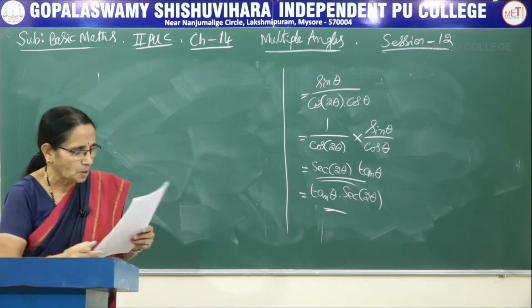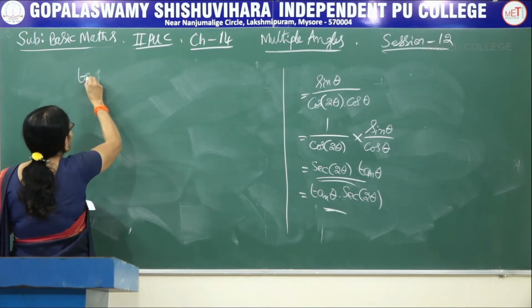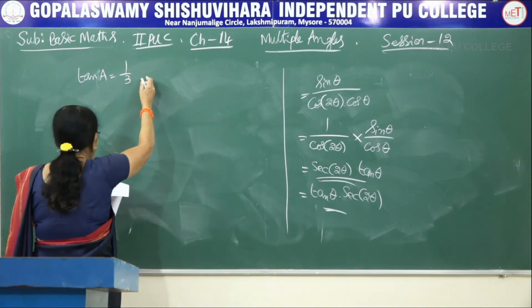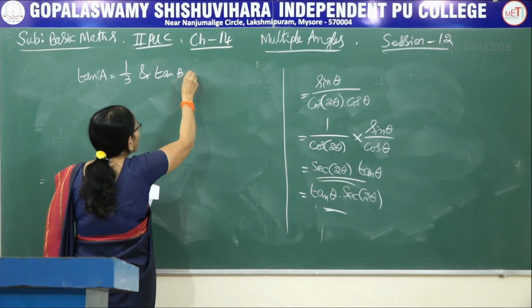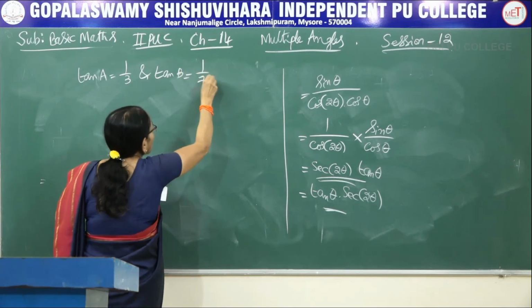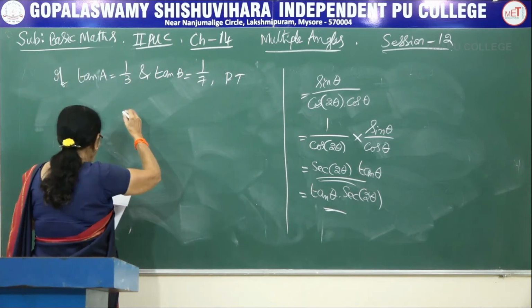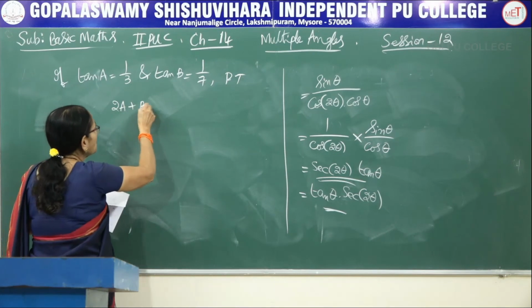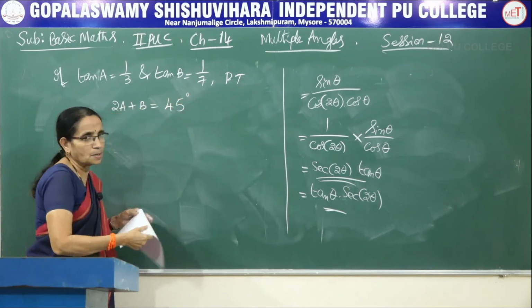Now one more problem. If tan A is 1 by 3 and tan B is 1 by 7, then prove that 2A plus B is equal to 45 degrees.